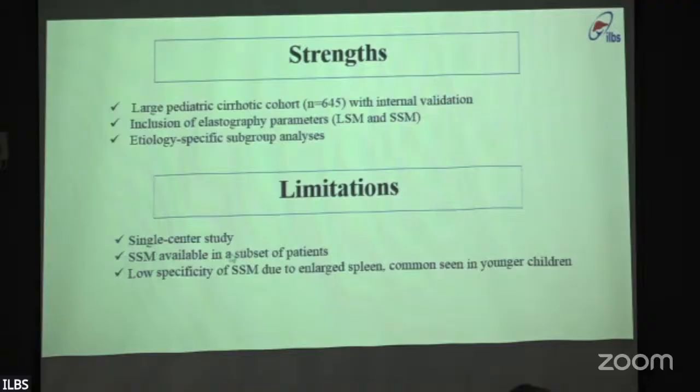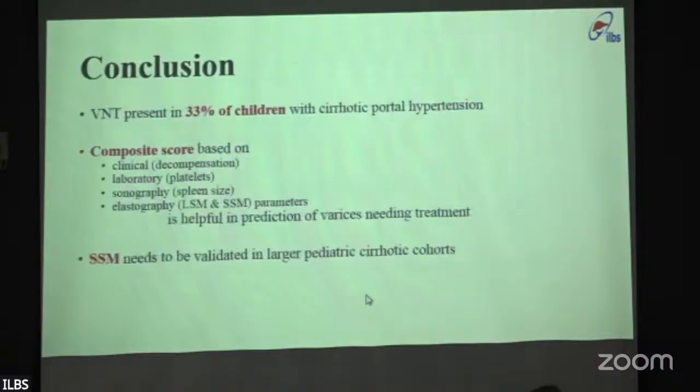The limitations are that it is a single center study. SSM was available only in a subgroup of patients, and the low specificity that I have previously talked about may be due to enlarged spleen even without the presence of varices, commonly seen in younger children, especially with biliary atresia.